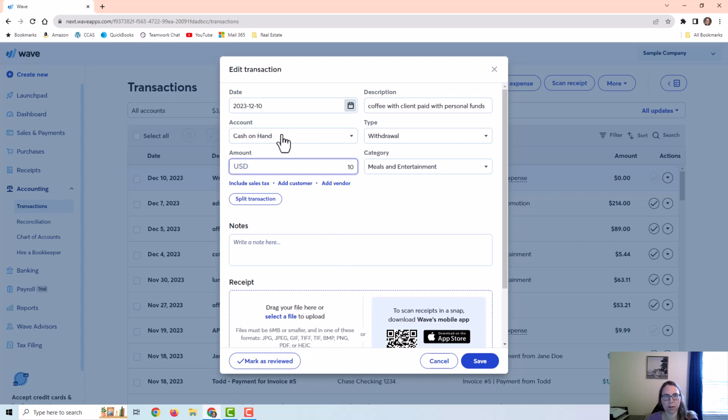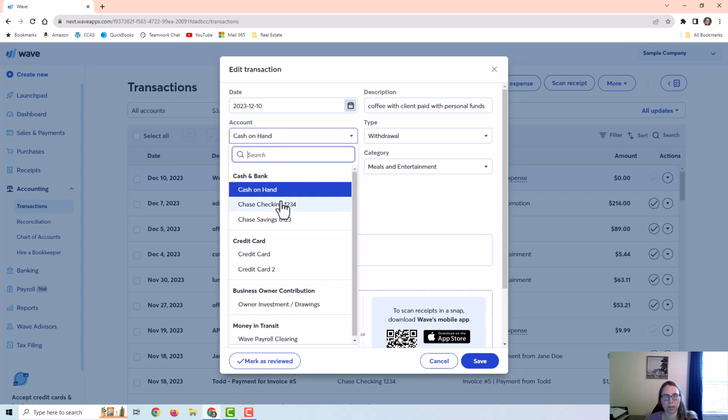The most important thing is the account. You don't want to use one of the business cash and bank or credit card accounts because you didn't use a business account to pay for this. You used your personal funds, which does happen. It is common. Maybe you didn't have your business debit card with you, or you forgot, used the wrong card. So many things can happen.